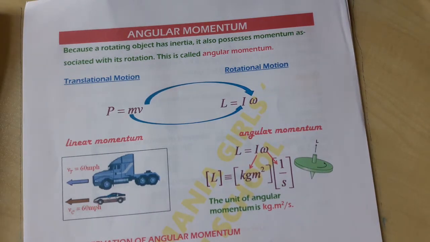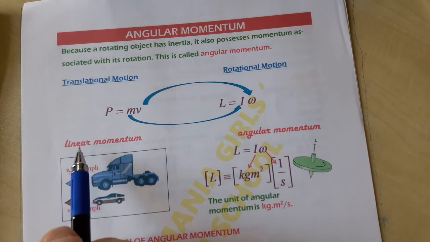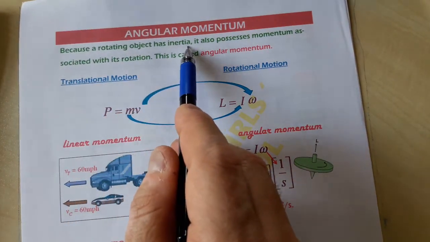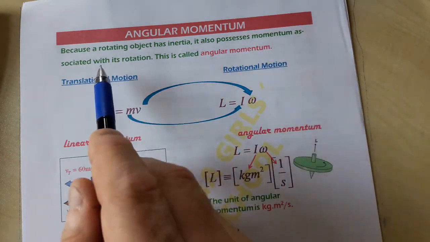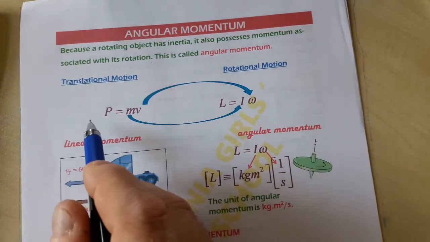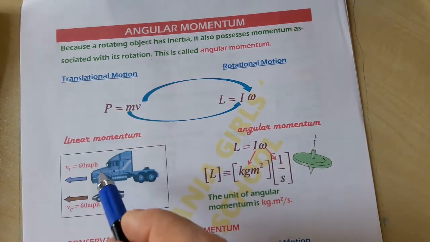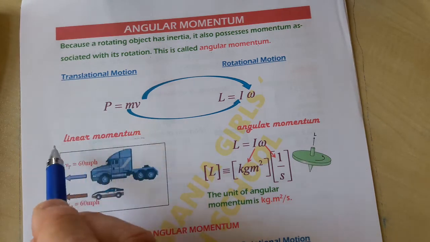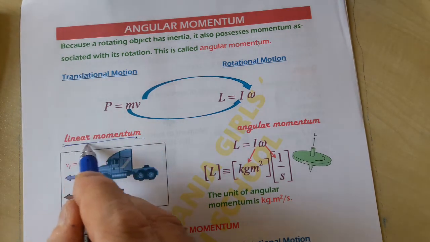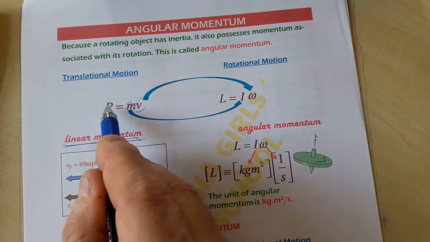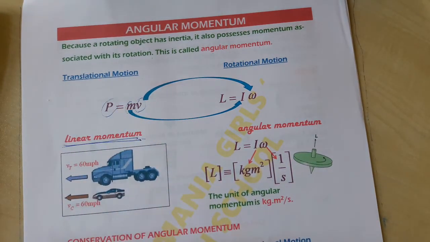Okay, next one is the angular momentum. Because the rotating object has inertia, it also possesses momentum associated with its rotation. This is called angular momentum. Remember, in 11th grade you studied that if an object is moving with a velocity, this object has linear momentum. We can calculate the linear momentum of this object by the mass of the object multiplied by the velocity of the object.